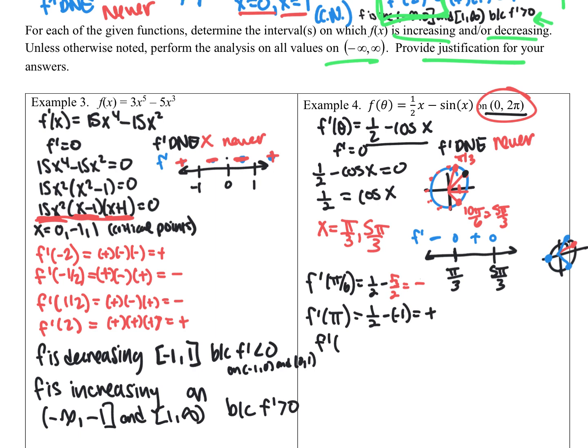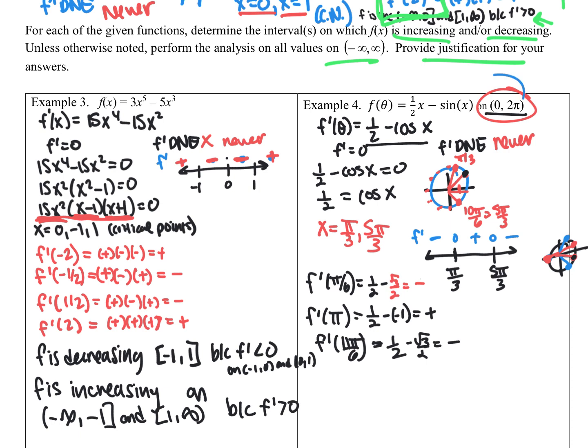And now let's test a number bigger than 5 pi over 3. So let's test like 11 pi over 6. That's this one right here. So we tested those three values. So let's test f prime of 11 pi over 6. So we'll have 1/2. Cosine of 11 pi over 6 is also square root of 3 over 2, which is bigger than 1/2. So this will be a negative. So it'll be negative again after 5 pi over 3.